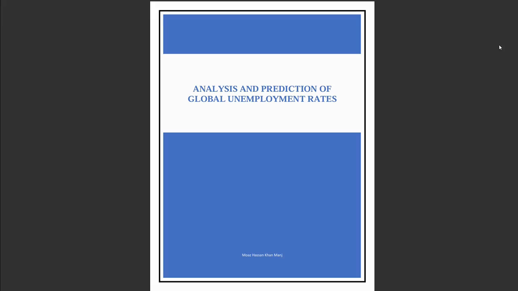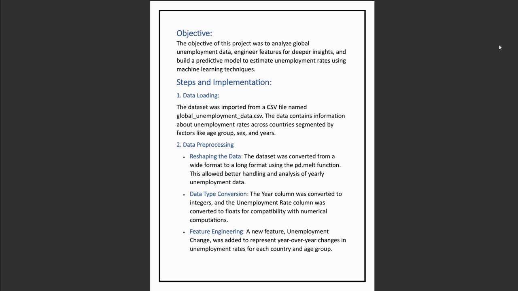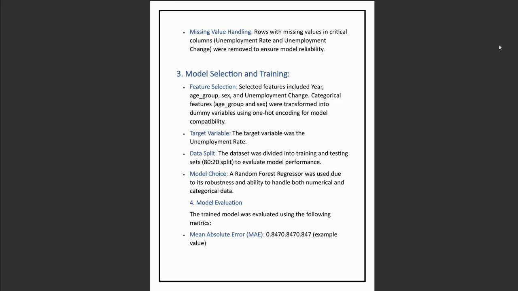So I also predicted the global unemployment rates. This part analyzes global unemployment data, engineers meaningful features, and develops a machine learning model. I will show you how I did. I first loaded the data, did data pre-processing, reshaped the data using the pd.melt function. After that, I also did data conversion and feature engineering. A new feature, unemployment change, was added to represent year-over-year change in unemployment rates for each country and age group. After that, I trained the model. Random forest regressor was used because of its robustness.